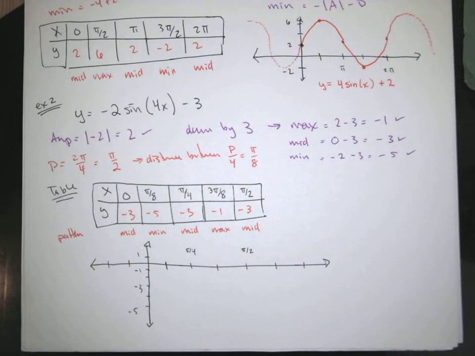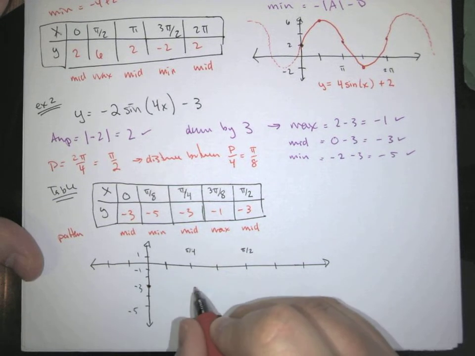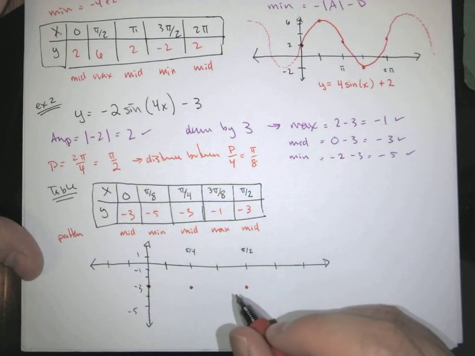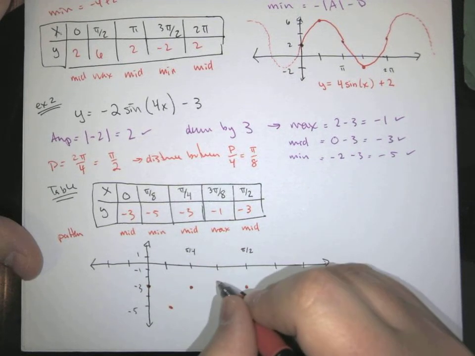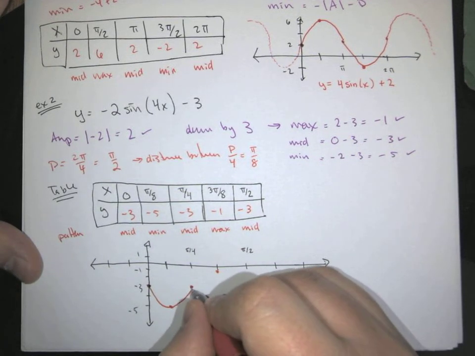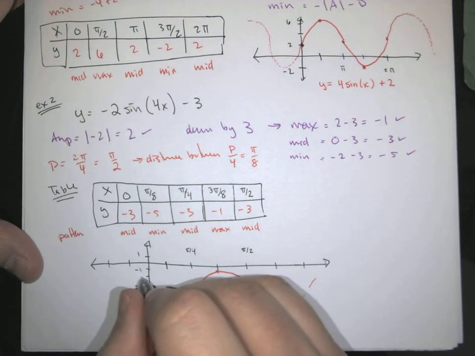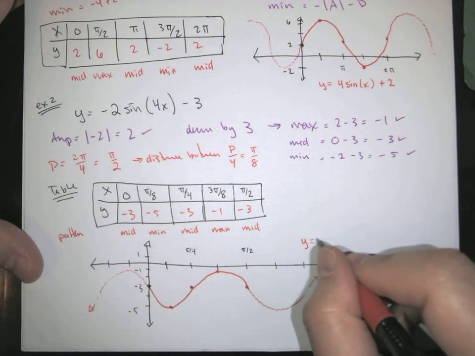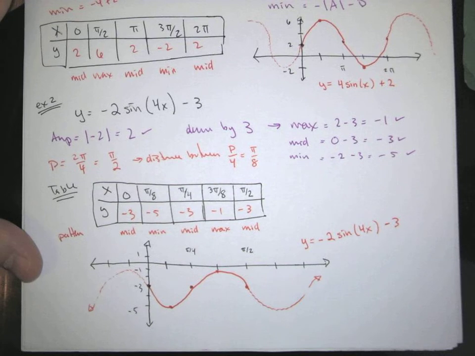So let's graph it. Let's finish it off. My mid value is here at -3, so that's at 0, pi over 4, pi over 2. This one was inverted, right? It's flipped, so now we have a minimum coming up first, and my maximum here is only at -1. The whole curve is back and forth only here in the negatives. So if I draw it, something like so. And that would be that. So that's y equals -2 times the sine of 4x minus 3.